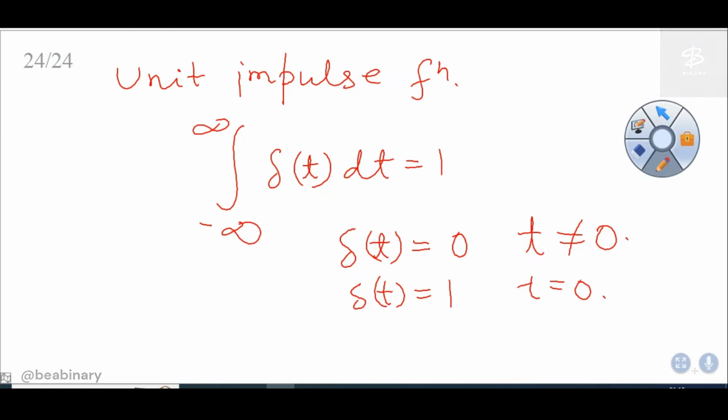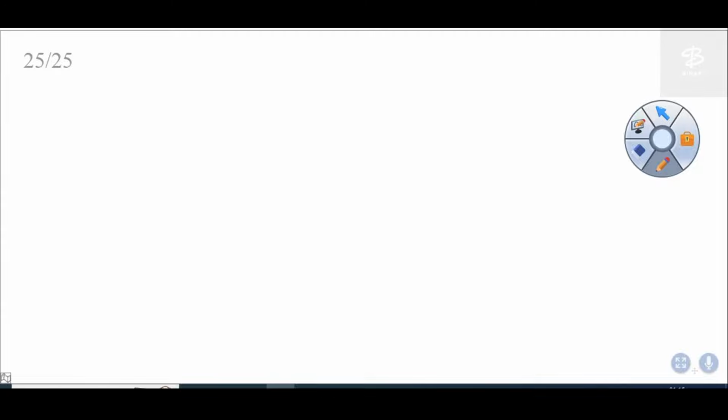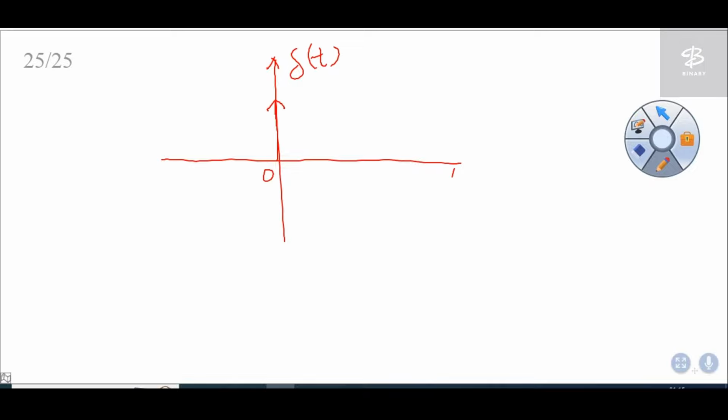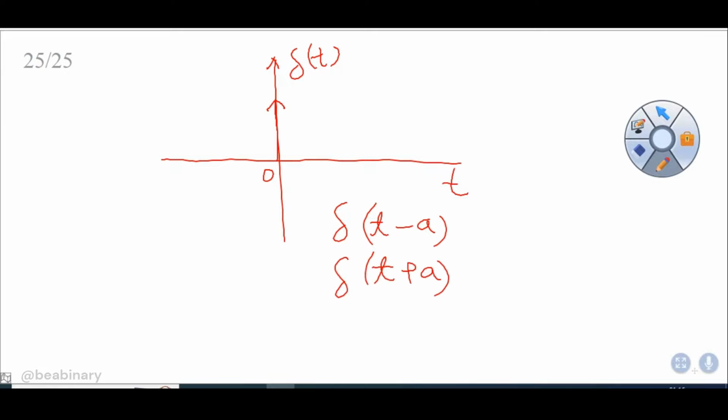So I can represent this unit impulse function something like this, this is my delta of t. At this point, this is my impulse function, but on the left side or the right side of the axis, it will be 0. You can shift this function also by taking delta of t minus a or delta of t plus a. So this is your impulse function.